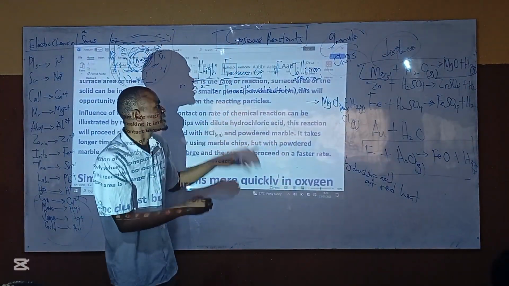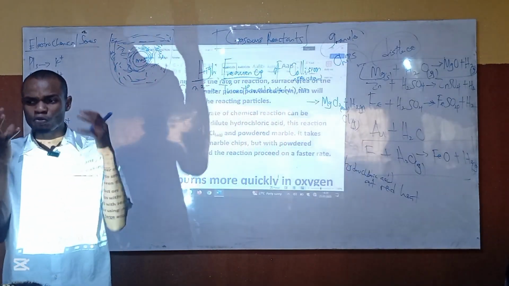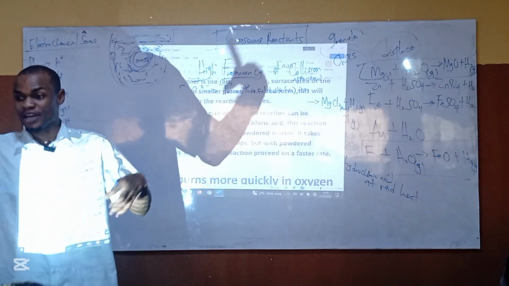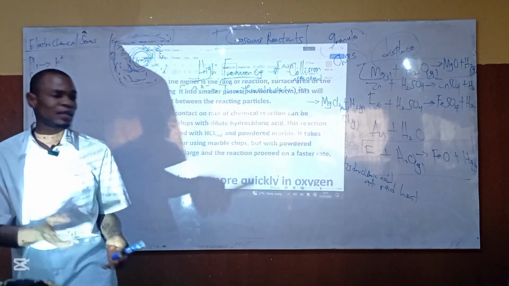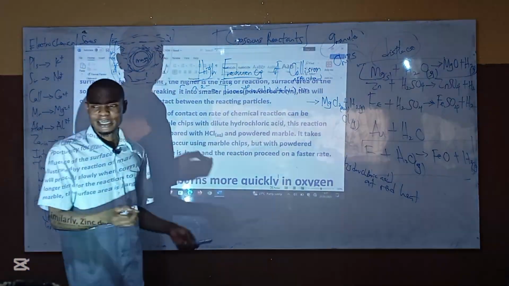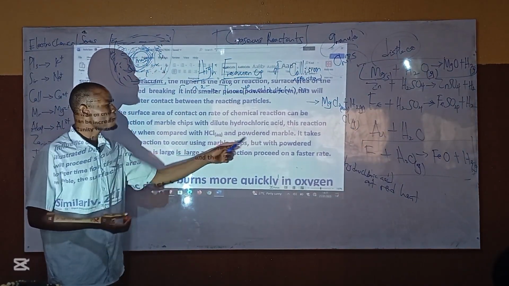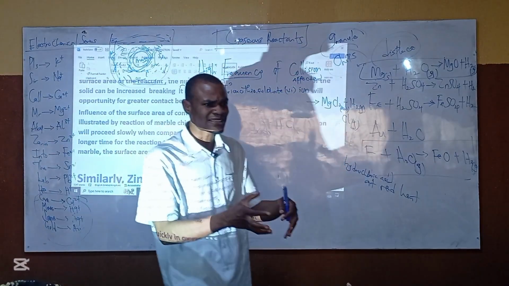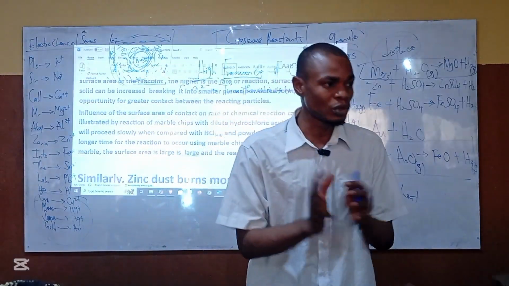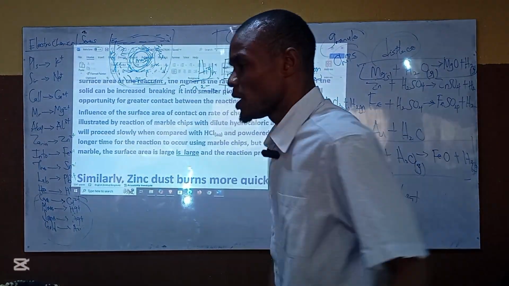When I say marble chip, you might not understand it, so just think of it like a big plantain sheet, very big. Now you can compare it with powdered marble. Because of the powdered marble, there is a greater density of contact, which will increase the reaction between the reacting substances.